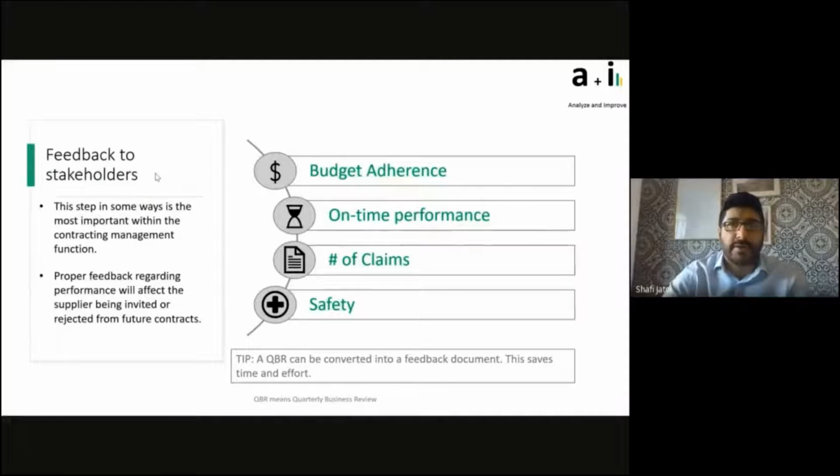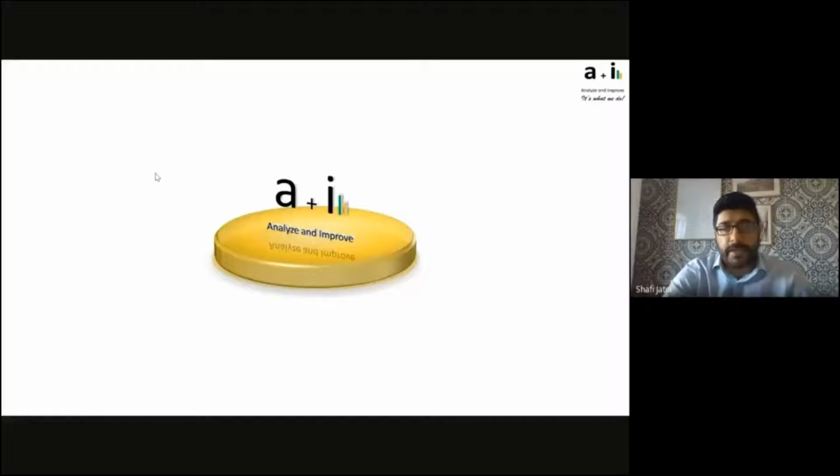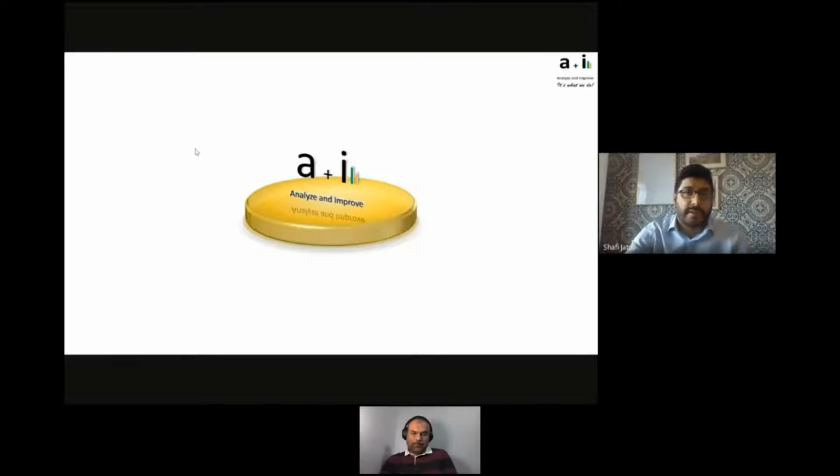So this is a critical piece of the contract management function. And this does bring us to the end of the presentation. I hope you learned something. I hope you have derived value out of this discussion. I'm looking forward to the questions, and have a wonderful day.